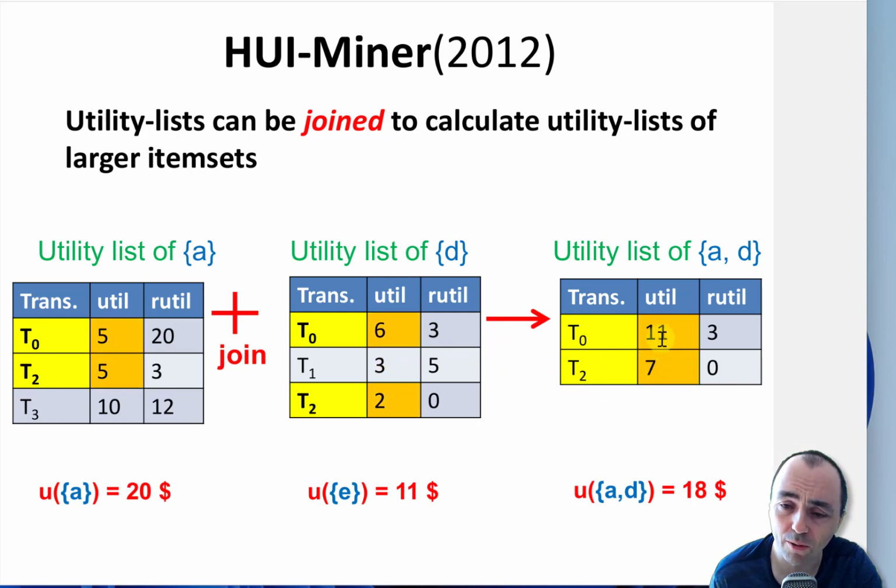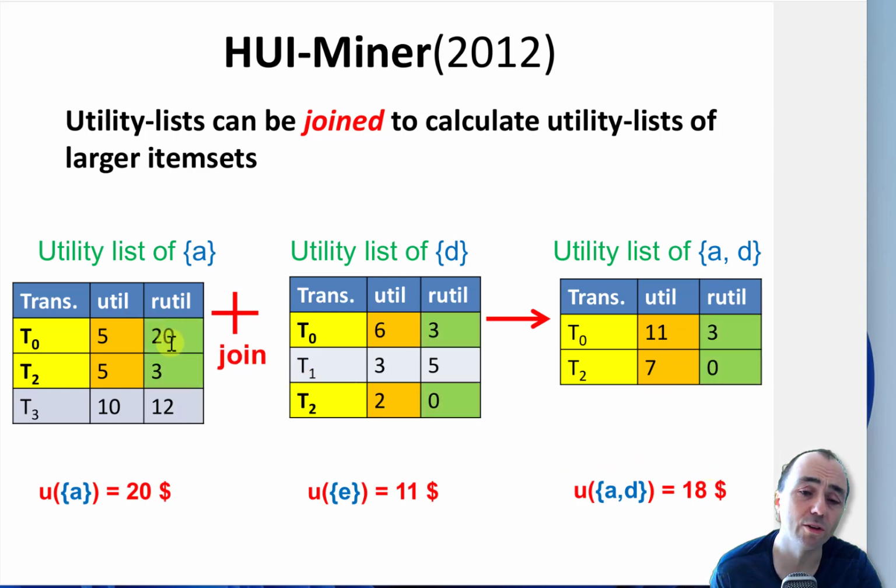Now for the second column, it will be the sum. So here for T0 we have 5, here we have 6. So the money for A is 5, the money for D is 6. So for A and D in T0 it will be the sum, 11, 5 plus 6. Here we have 5 and 2, so it will be 5 plus 2, it will be 7. So 11 plus 7 will give you the total $18. So without even looking at the database again, by creating the utility list of AD, we can find directly that the money of AD is 18.